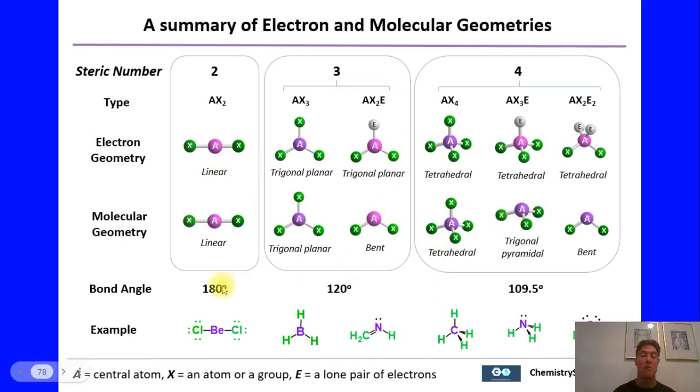It's probably worth remembering some of these basic bond angles. 180 between 2, 120 between 3, 109.5 on a tetrahedron. That's a very, very common angle. You'll need to know that for sure.